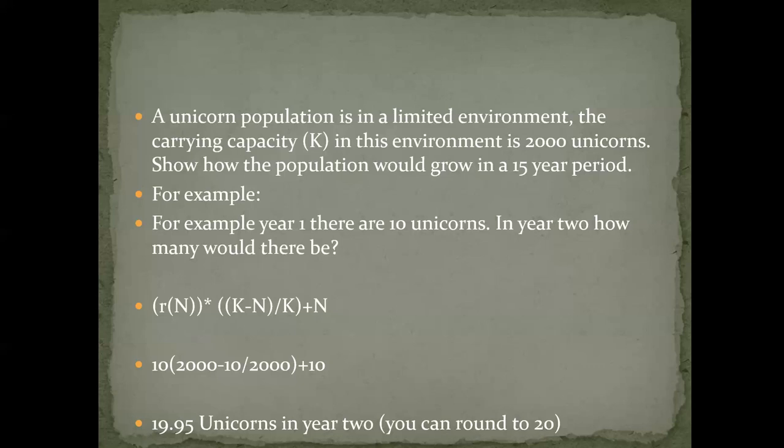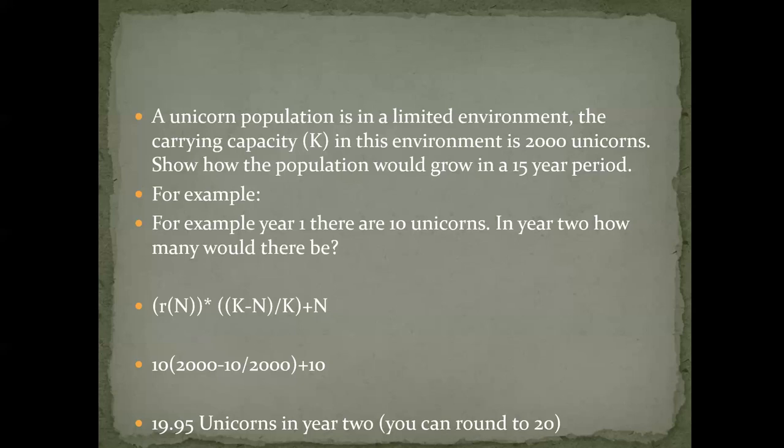So you take R times 10, which is 10 again. And then you multiply that by the carrying capacity minus the population size, divided by the carrying capacity, as you can see in the example there. So you're getting a proportion of the current population out of the total carrying capacity. And then you add that, so 10 times that calculation, so 10 times the carrying capacity minus the population divided by carrying capacity, and then you add that number to the current population.